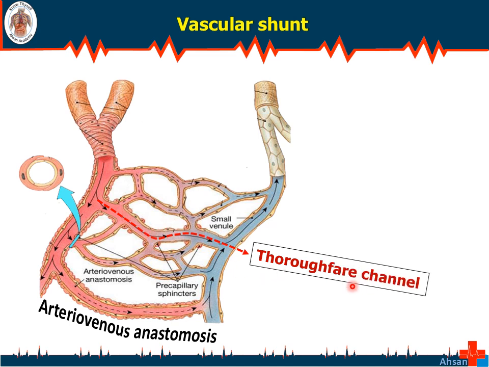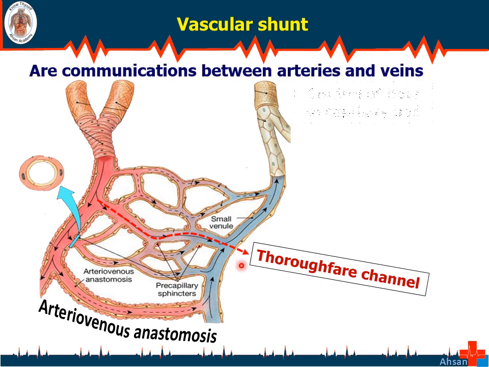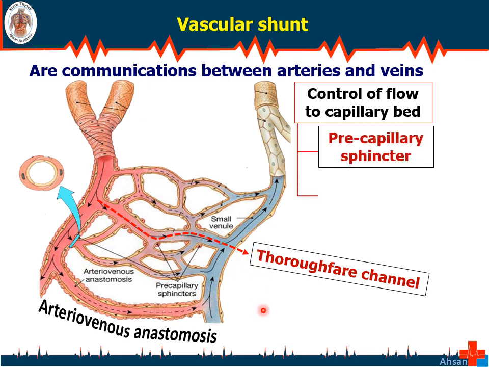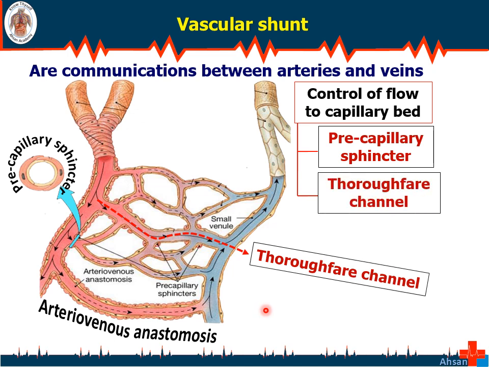These channels are called thoroughfare channels. So in the capillary bed, we will find the thoroughfare channels. These thoroughfare channels and precapillary sphincter are actually controlling the flow of blood in the capillary bed. Though we say the flow is controlled by the arteriole, metarteriole, precapillary sphincter, and thoroughfare channel, these two are the main responsible components, precapillary sphincter and thoroughfare channel. These are numerous in the skin.